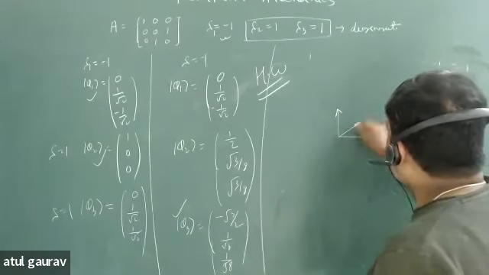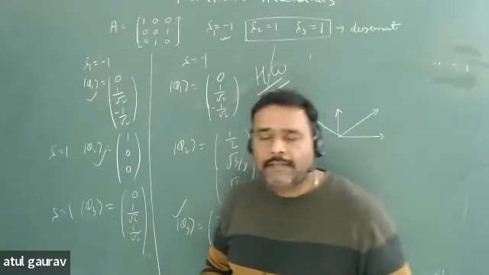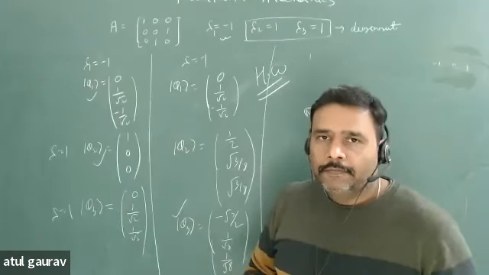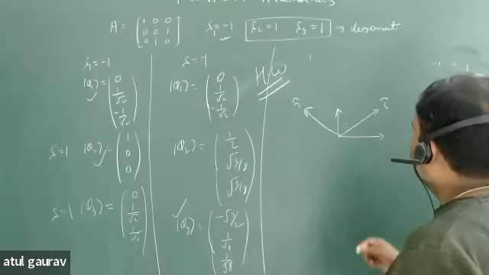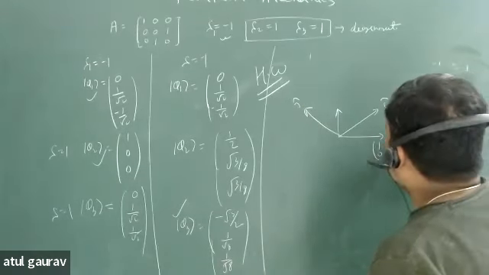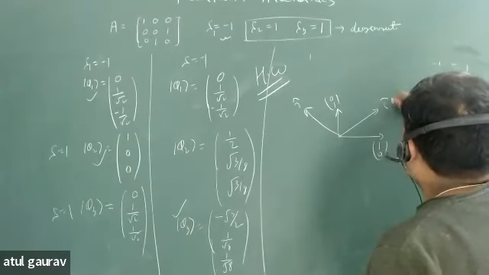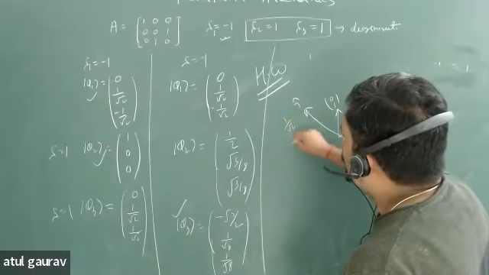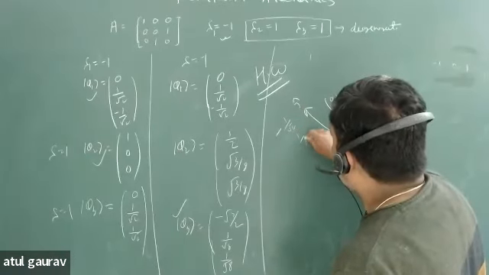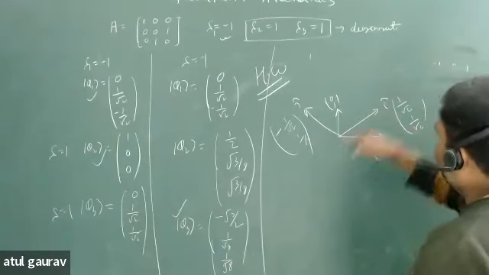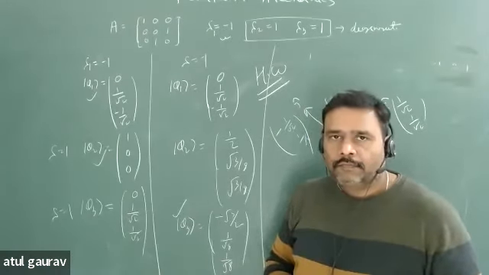No, sir. I can say this is my x-axis and this is my y-axis, isn't it? I can say this is my i cap and this is my j cap. Even if you are defining this as (1, 0) and this as (0, 1), I can say this value is (1/root 2, 1/root 2), and this value is (-1/root 2, 1/root 2). I can say this is my x-axis and this is my y-axis. Are you getting my point?